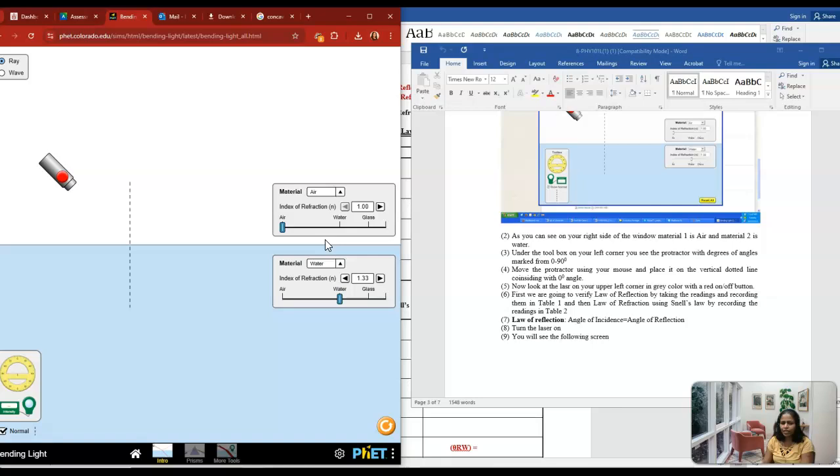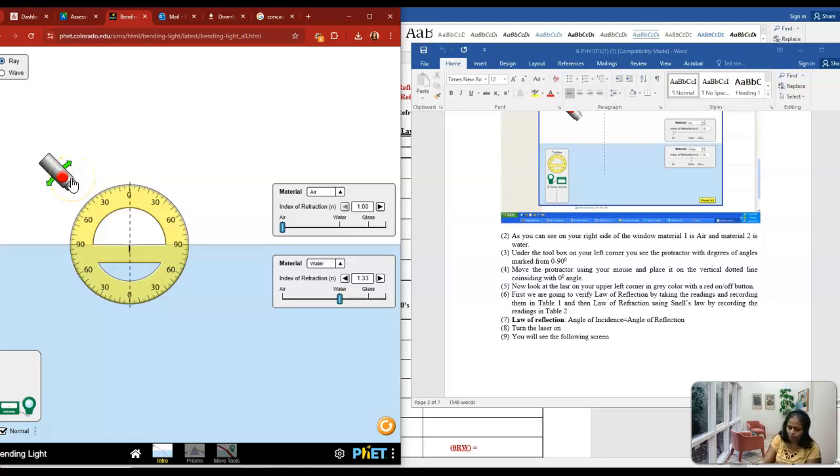Under the toolbox right here, you have a protractor which will give you the angles from 90 to 0, 0 to 90, and so on and so forth. Move the protractor right here, and I want you to start your experiment by pressing this laser right here. So now I'm just going to turn this laser light on right here.